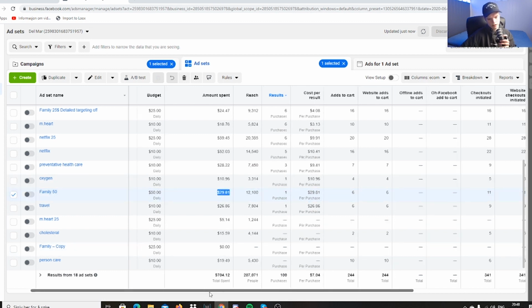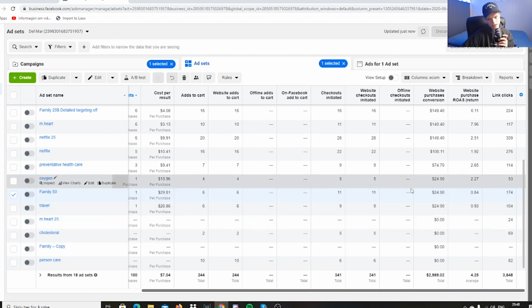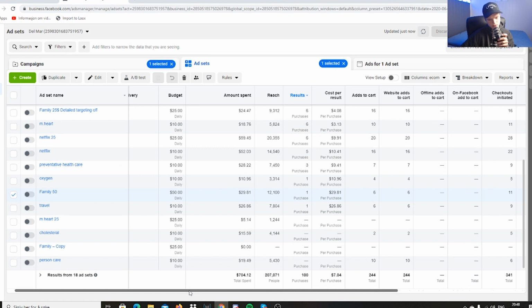Because if I were to look at the data right now, I would have seen that family is at 0.84 ROAS. That's not break even, that's losing money. We got to give it the budget, guys, because this thing needs to optimize.